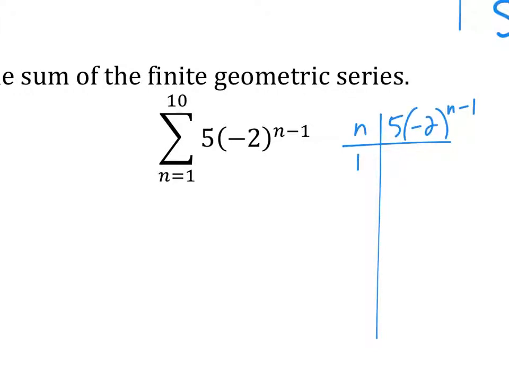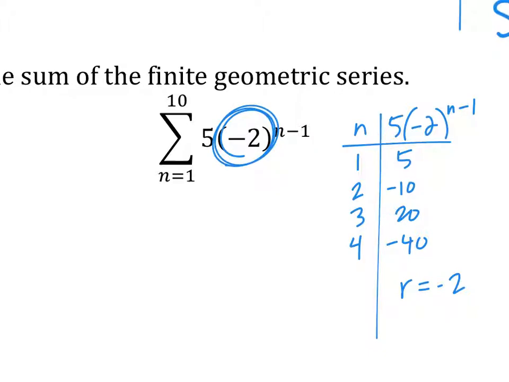It starts with the term 1, 2, 3, 4, maybe. First number is going to be 5. Second number is -10. Third number is 20, and then -40. So you can see that r is -2. Now I'm going to tell you a trick. r is always this number.